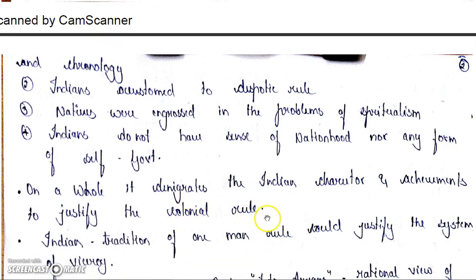He has just justified the colonial rule, and the Indian tradition of one-man rule could justify the system of viceroy. So with this, the British justified the system of viceroy based on the Indian despotic rule or one-man rule. Okay, fine. With this, we will end today's lecture.